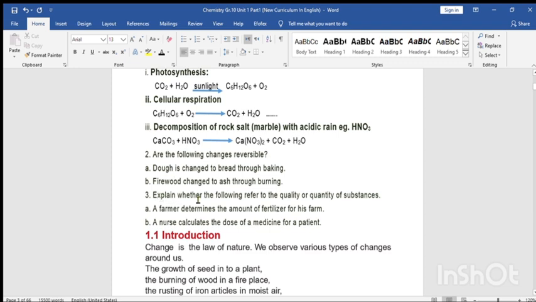Number 3, explain whether the following refer to the quality or the quantity of substances.